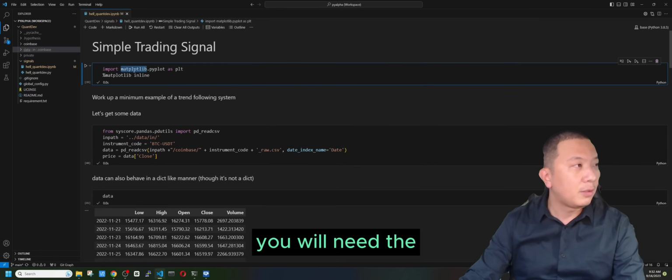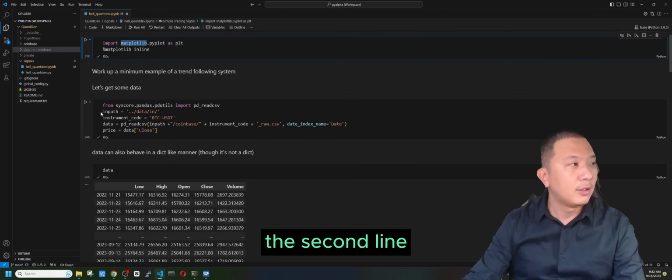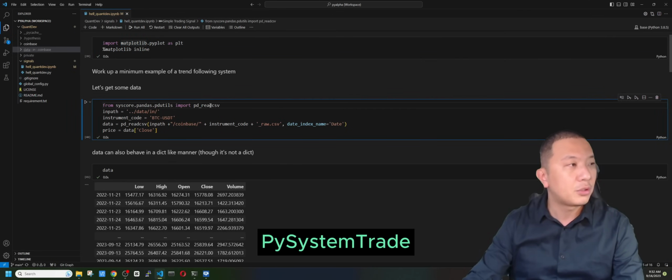You will need matplotlib, right? It's a Python plotting library. To install it, run this first line. Then we run the second line. What the second line does here is use PySystematicTrade, a utility function, to call pd.read_csv.